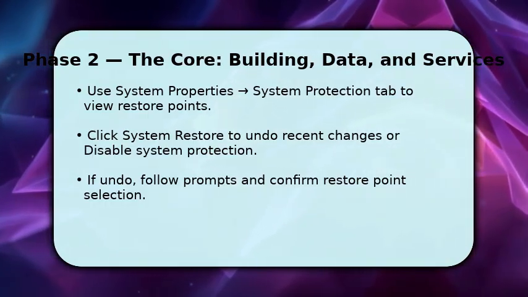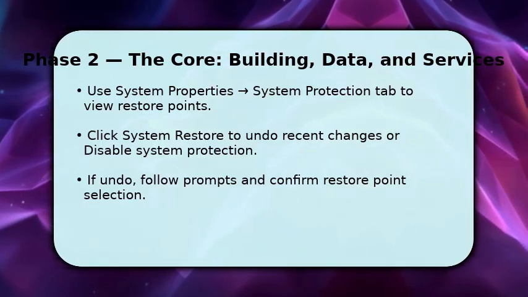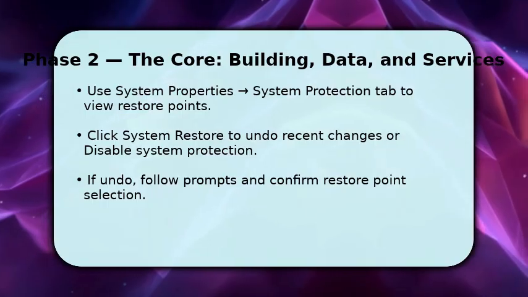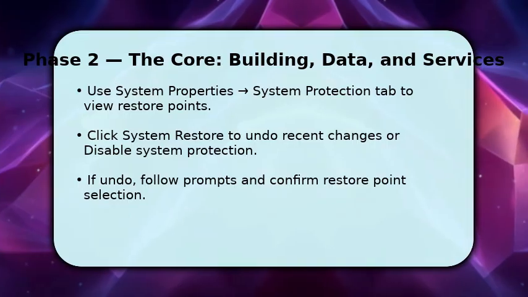If undoing, follow the prompts and pick the correct restore point by date and description. Then confirm and let Windows apply changes. Make sure to save open work, because the process will restart the PC.